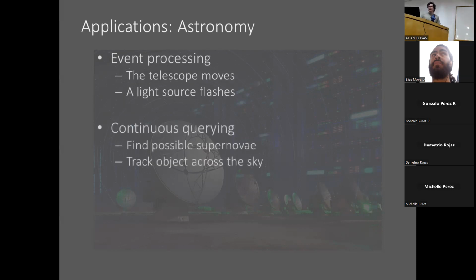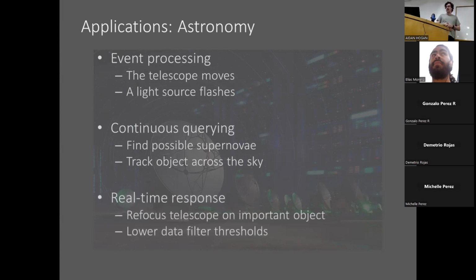Some continuous querying examples: find possible supernovae. These are bright objects that did not appear before and have certain characteristics. Or maybe track an object across the sky to understand when its position moves.